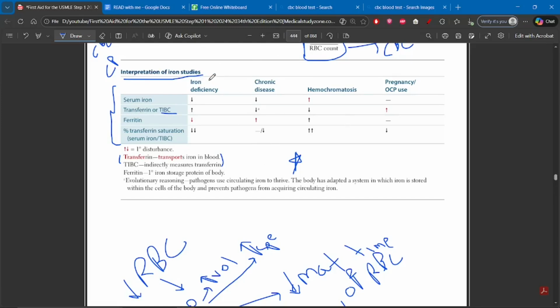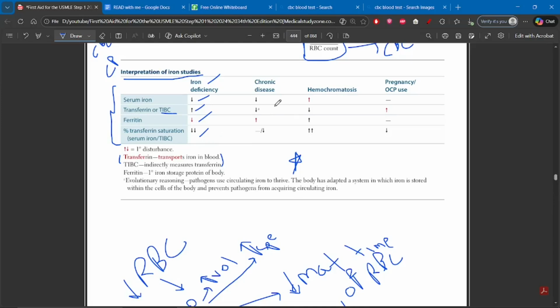So if there is less iron in the body, which is iron deficiency, serum iron is going to be low, TIBC is going to be high, as I've explained. Ferritin is going to be low because less iron means less storage, right? And percent saturation is going to be low because less iron would lead to less percent saturation of the transferrin molecule.